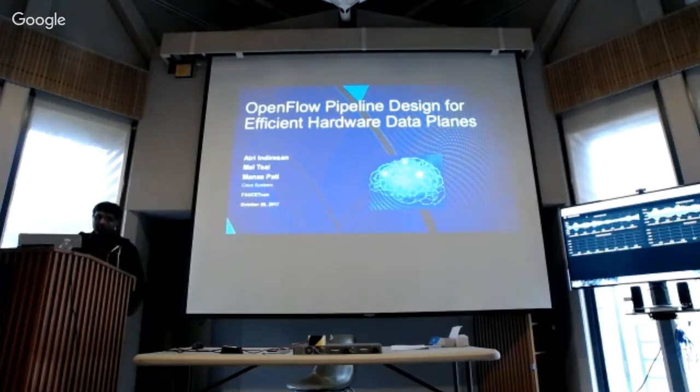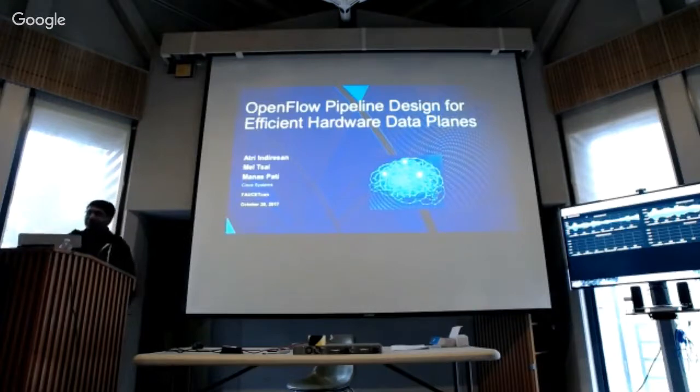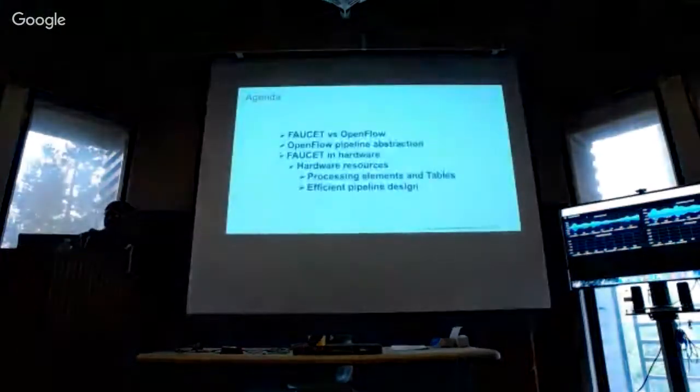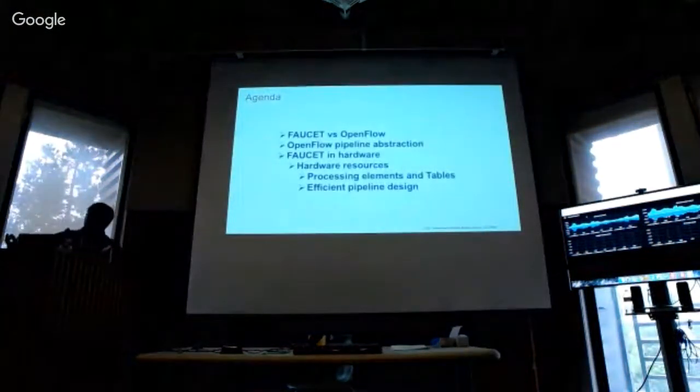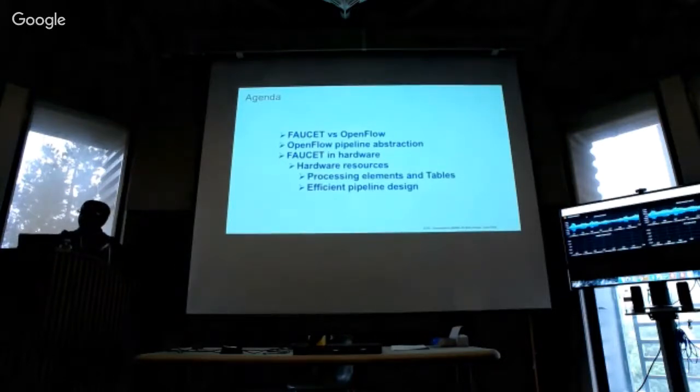So we wrote our first line of code around last December, and we participated in the Plug Fest in March, which went pretty well. So we made some progress. But how we got here was an interesting experience, and I'd like to share some of that. I'm just going to talk a bit about Faucet versus OpenFlow. I think there's a good consensus over here, but I really want to focus this talk on what it takes to effectively implement a pipeline like Faucet in hardware in an efficient manner.